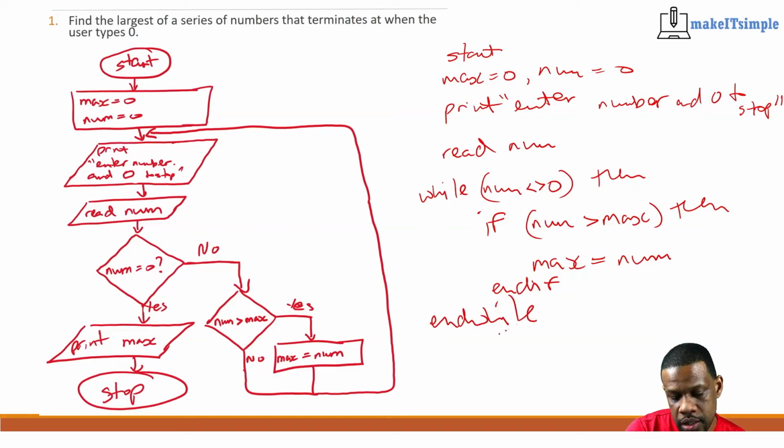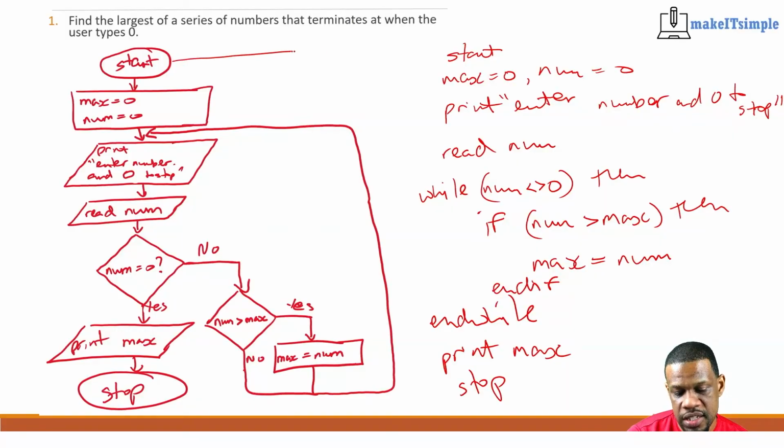And once the while is done, now I'll print the max. Right, so I worked on this question some time ago. If you want the full explanation of how this question works, go back to the previous video. But what you will see is once you get the pseudocode done, you can see that there's a direct match to the shape. Start is over, max equal to 0, and number is equal to 0.